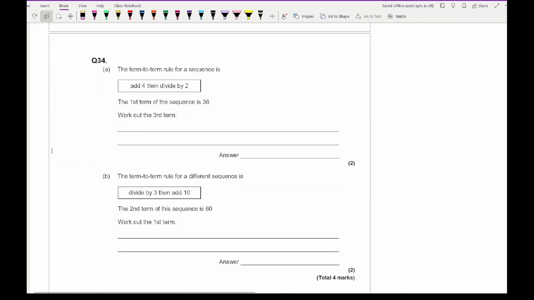Moving on to question 34, it says the term-to-term rule for a sequence is add 4 and then divide by 2. The first term in the sequence is 36. Work out the third term. Well, the second term is going to be 36 plus 4, which is 40, divided by 2, which is 20.